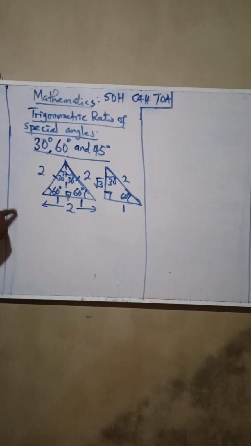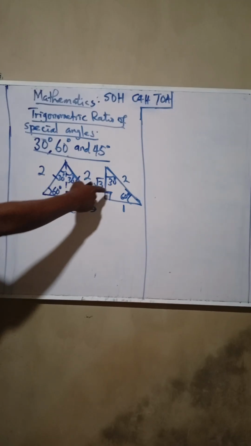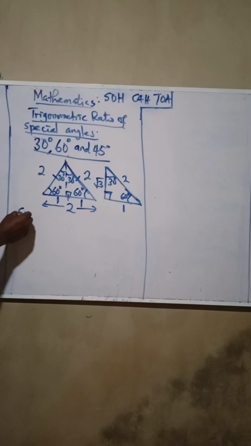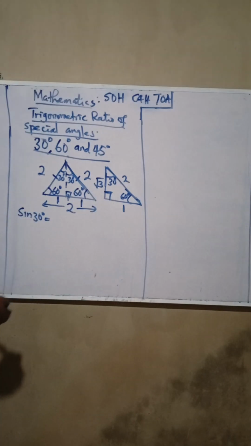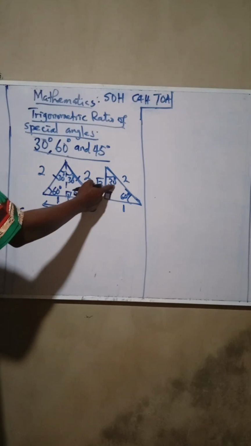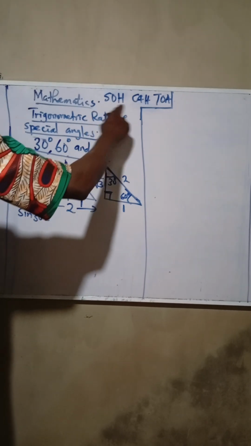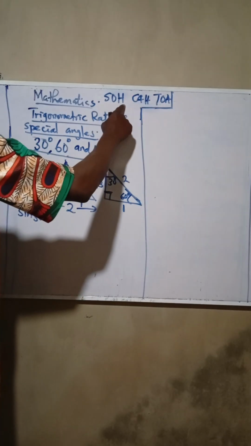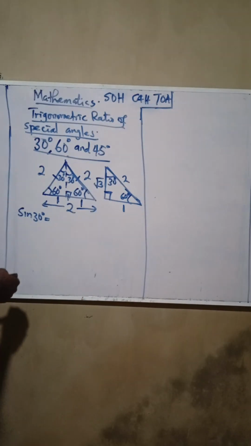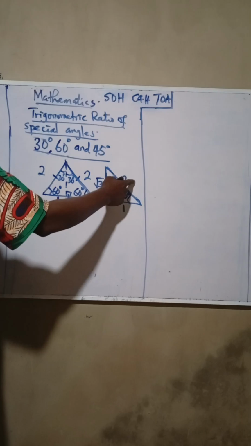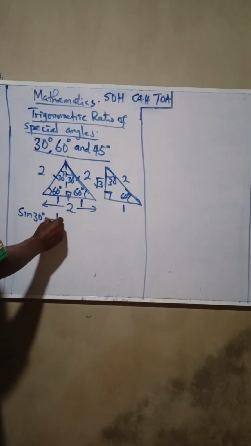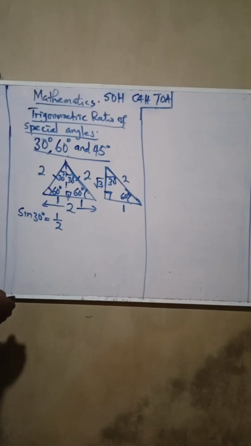Now, this is what we use to find our sine, cosine, and tan of the two angles. So let's start with angle 30 degrees first. Let's look at sine 30 degrees, using this triangle. This is angle 30. Sine means opposite over hypotenuse. The side opposite, that is facing angle 30, is the opposite. This is opposite and this is hypotenuse. Meaning sine 30 is 1 over 2.